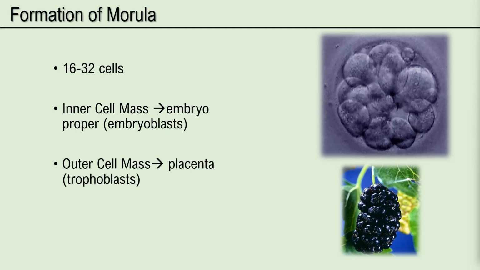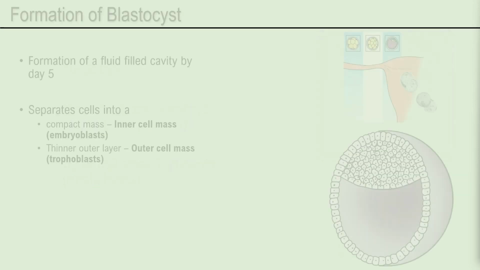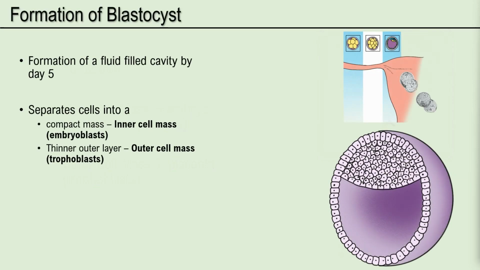Around day 5, a fluid-filled cavity forms within the morula. The inner cell mass is pushed to one end of the cavity. This cavity is called a blastocytic cavity, and once this is formed, our morula is not termed a morula anymore, it is now called a blastocyst.